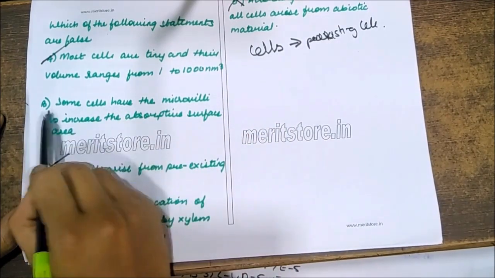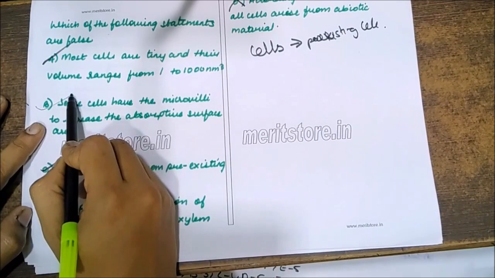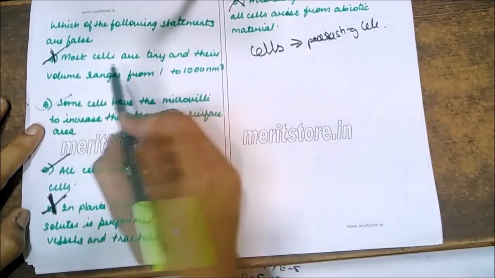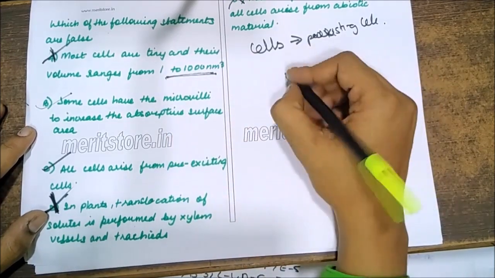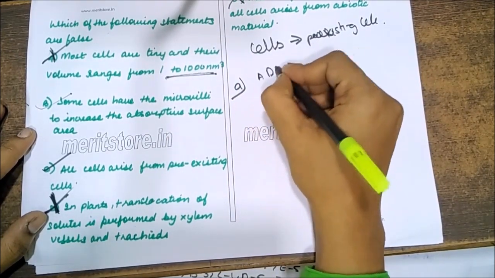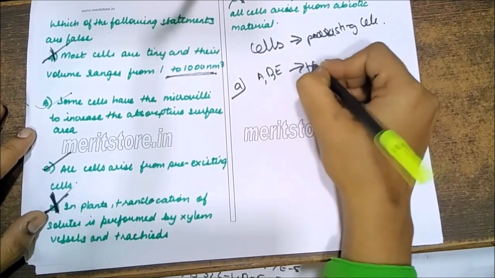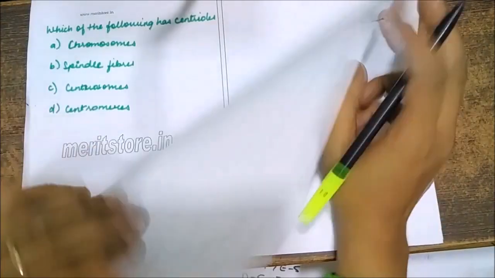And some cells have microvilli to increase the absorption surface area. This is a perfectly correct statement. Most cells are tiny and their volume ranges from 1 to 1000 meter. No. So the correct option is actually A, which says A, D and E are false. Next question.